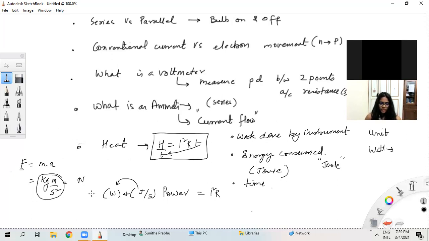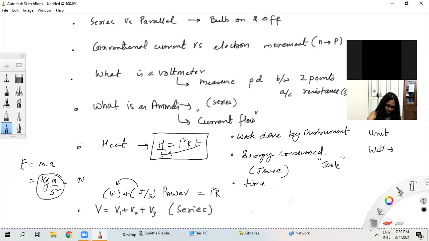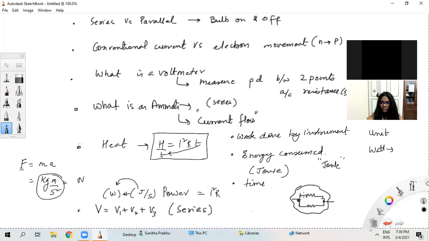And then what else did we discuss? Then we discussed this important thing. V is equal to V1 plus V2 plus V3. The voltage drop across resistances in series is given by this formula. Whereas when you take it in parallel, the voltage drop across parallel resistances will always be the same. That means if you connect one voltmeter here, V1 and V2 will be the same, irrespective of the value of the resistances. You got that, no?